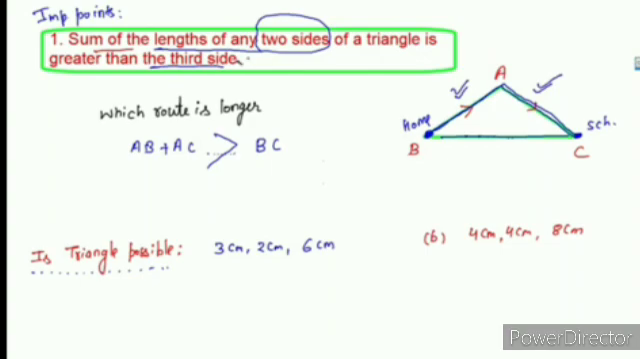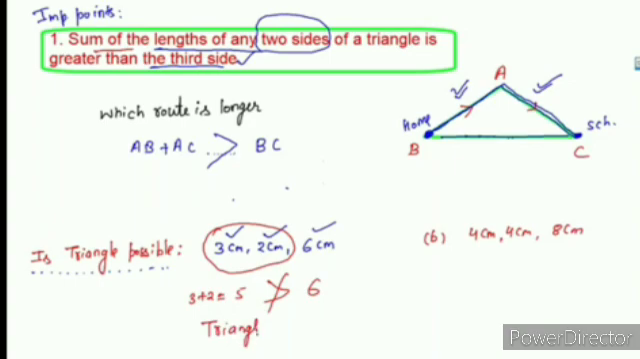AB is one side, AC is another side. If we add the two sides' measures, you will get a new measure. That measure is greater than the third side BC. Okay, not all measures make a triangle. The lengths have to satisfy this property. For example, add any two sides, that is 3 plus 2 is equal to 5. That 5 should be greater than 6, but here 5 is less than 6. So a triangle is not possible for these measures.